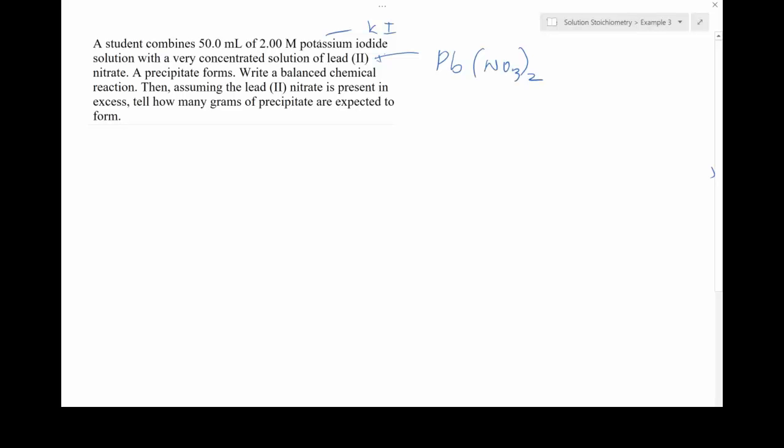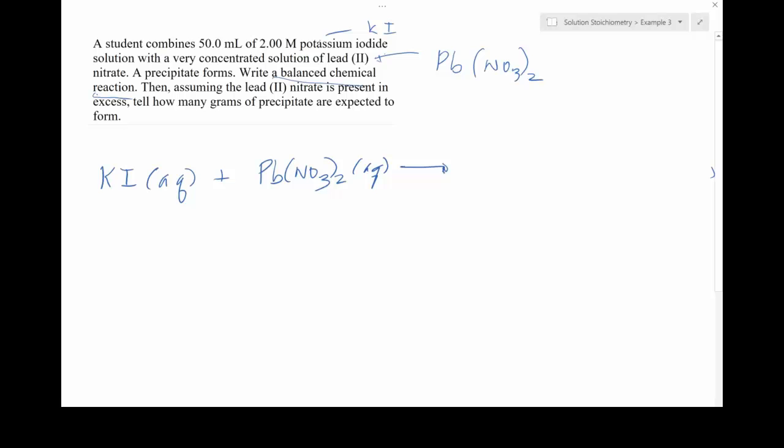So the very first thing that we should do, of course it asks us to do this, is to write our balanced chemical equation. So we have potassium iodide solution, right? So that translates to aqueous. And we're mixing it with a lead 2 nitrate solution. Okay, so that's aqueous as well. All right. Now it tells us a precipitate forms.